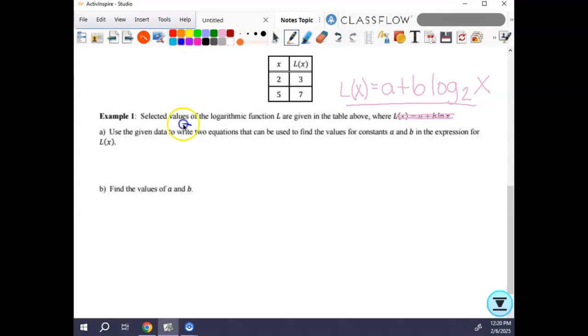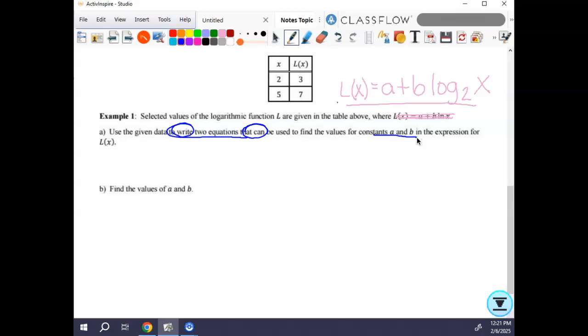So we're going to write two equations that can be used to find A and B. It does not tell me to find A and B right there. It does not tell me to solve anything. We are going to write equations and stop, like just boop, there it is, okay?